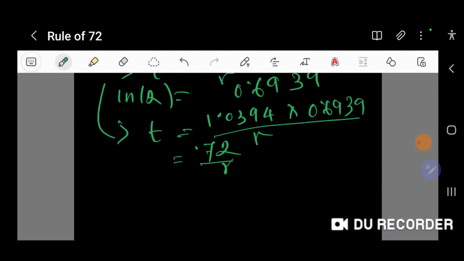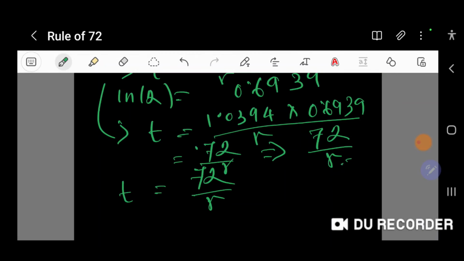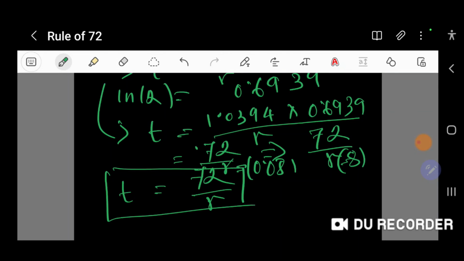So if you take the real number, say 8%, meaning 8, your T is going to be 72 divided by R. You just multiply by 100. If you multiply this by 100, 0.72 becomes 72, and R, which was 0.08, will be 8% here, which is 8. So this is the formula we can use. We derived it to show that the time for the money to double, the number of years you need, is 72 divided by the interest rate.